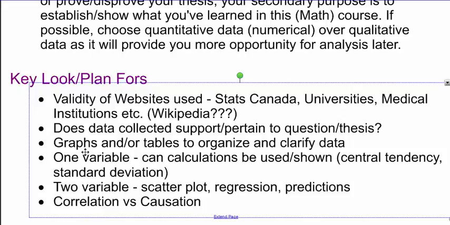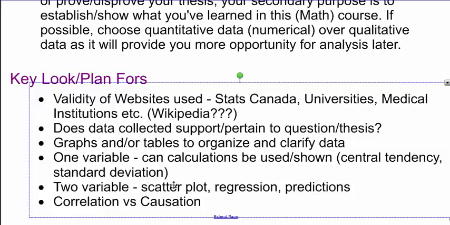Make sure that as much as possible they do pertain to the thesis question that you're starting with. Anywhere you have a single numerical variable, you're looking to determine whether you can do the calculations that we did in class. Central tendency and standard deviation are the big ones. So that's mean, median, mode, and standard deviation. Of course, if they help your point, that's that much better. If they don't, it's still maybe better to include them than not include them entirely. And you'll see that in the rubric as I set that up a little better later on.